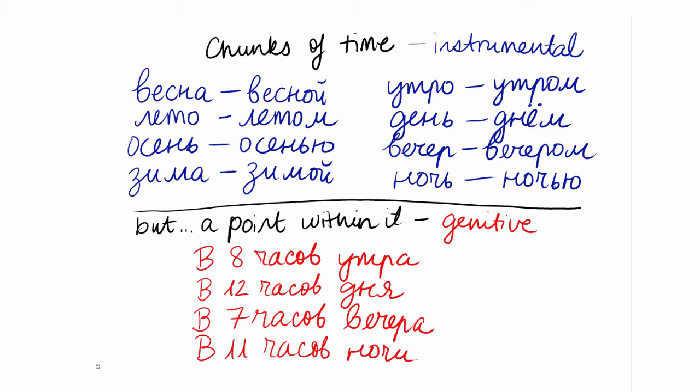But a point within the day, you'll use the genitive case. So for example, at 8 o'clock in the morning, в 8 часов утра, в 12 часов дня, в 7 часов вечера, в 11 часов ночи.